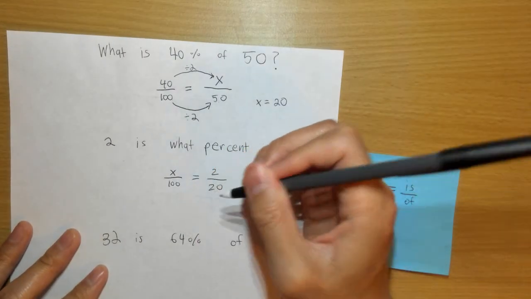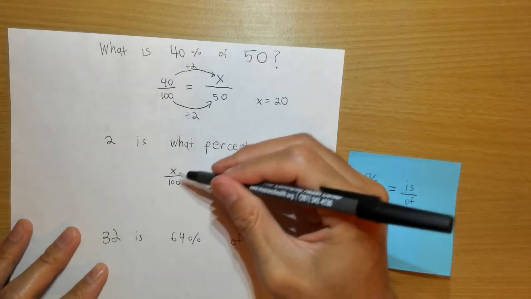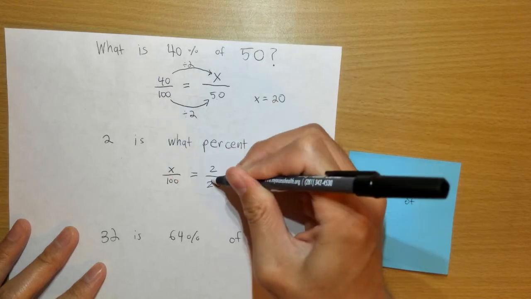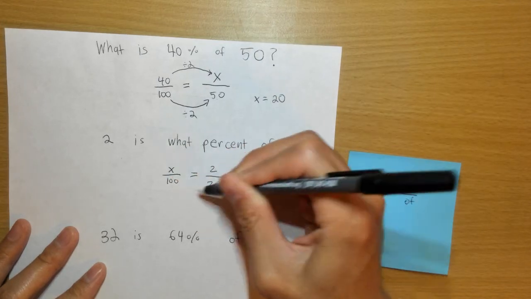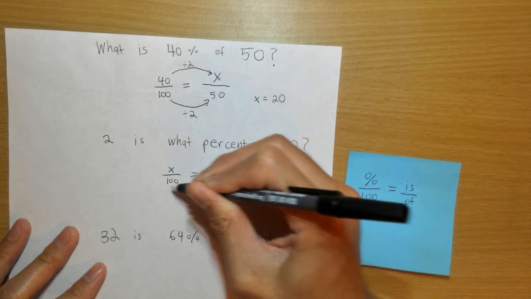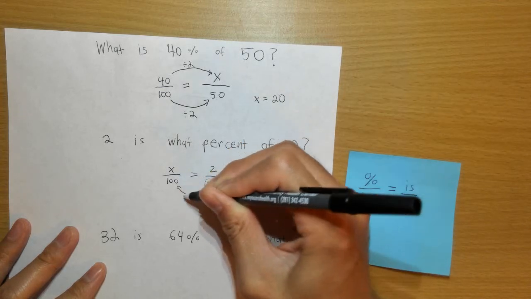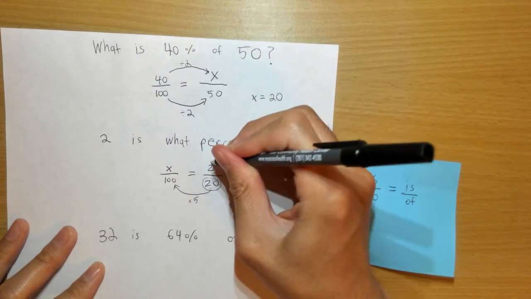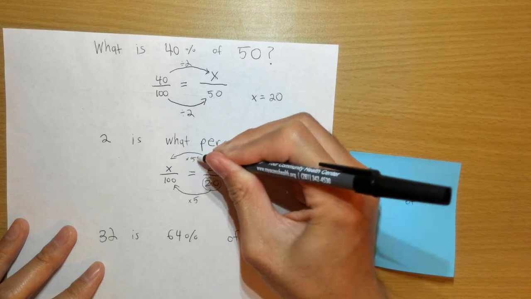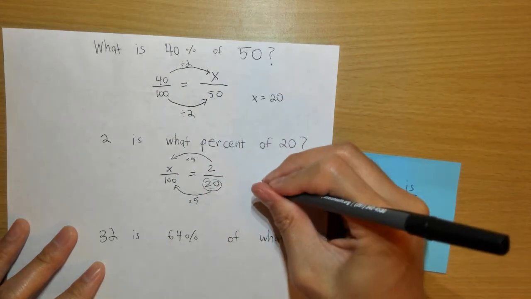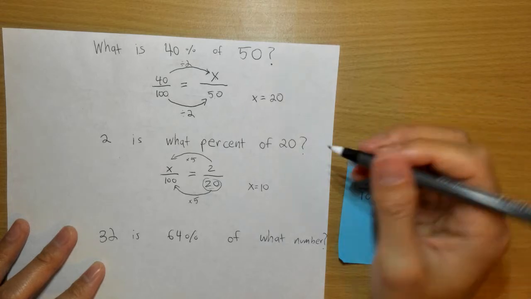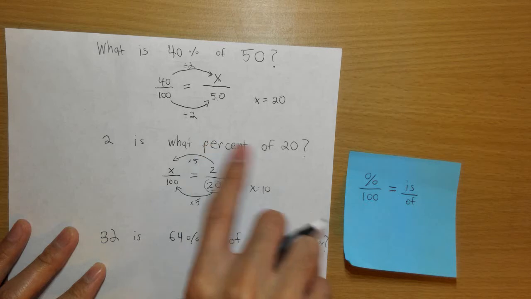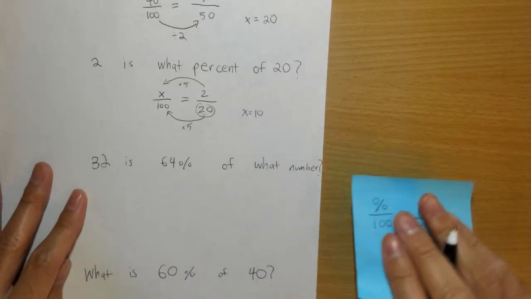So how do I get to find out how I get from here to here, I'm going to have to find out how I get from here to here. So to get from here to there, I gotta multiply by 5. I'm going to take that same pathway to get from here to here. Multiply by 5. So 2 times 5 is 10. X equals 10. 2 is 10% of 20. Okay, next problem.